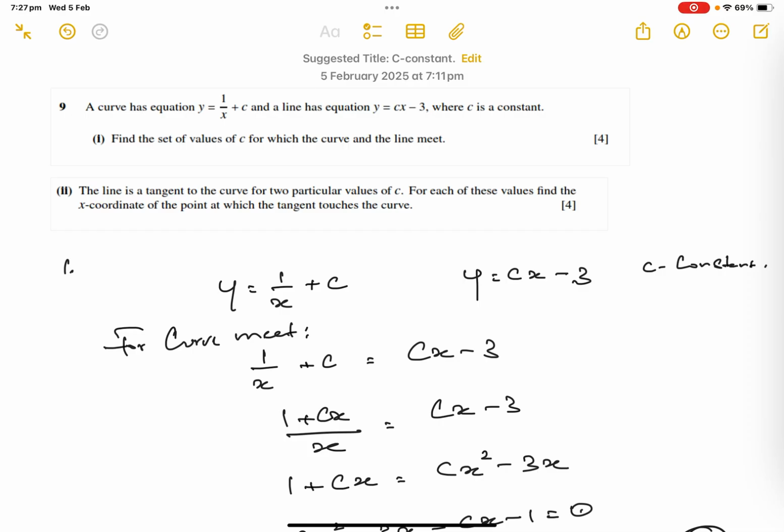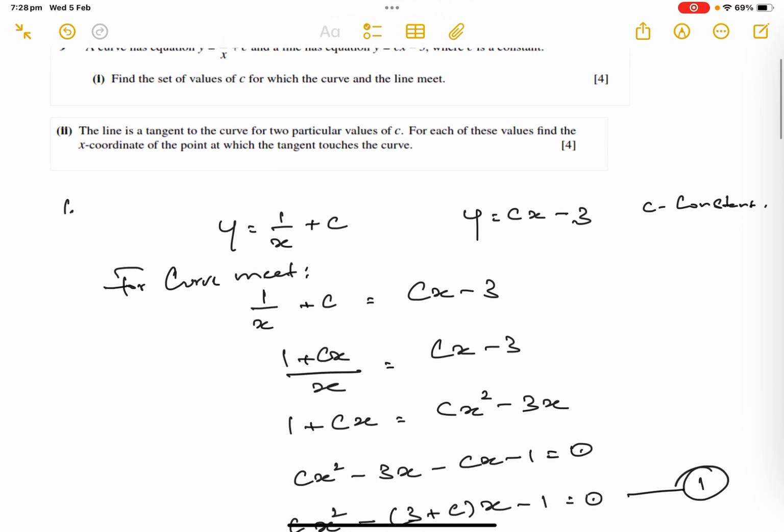A past question on pure mathematics. A curve has equation y equals 1 over x plus c, and a line has equation y equals cx minus 3, where c is a constant. Find the set of values of c for which the curve and the line meet.